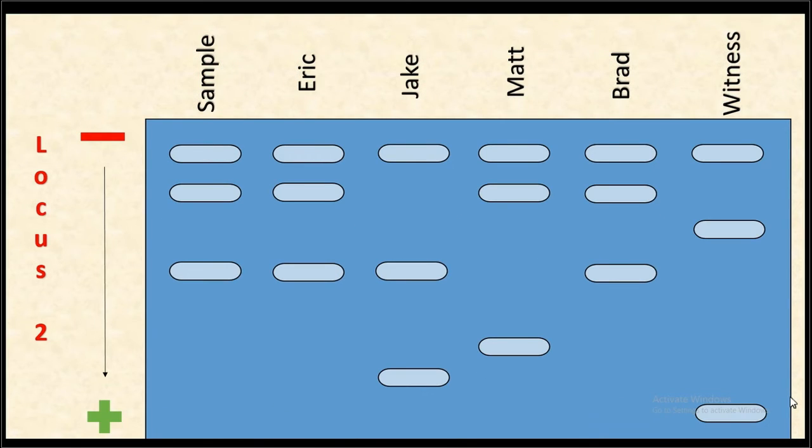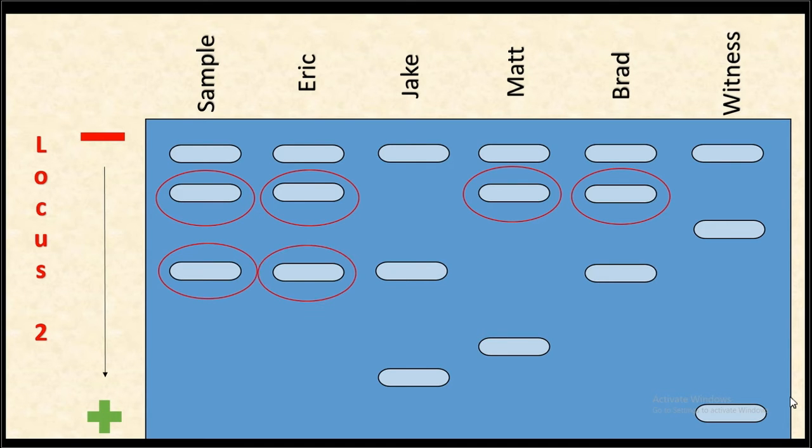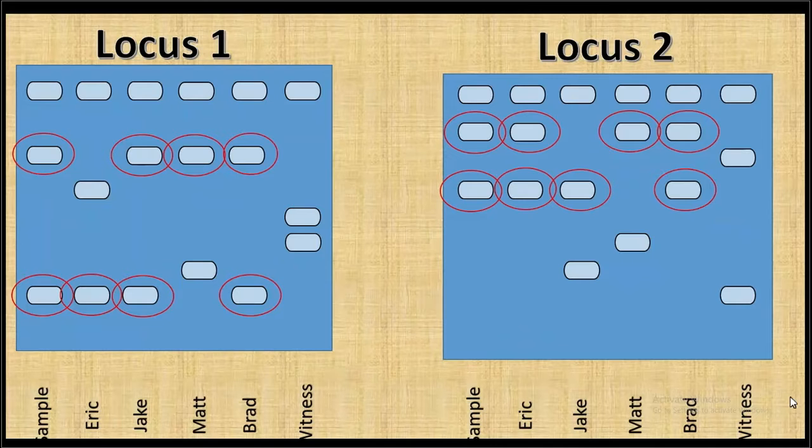So for locus 2, the same thing. The DNA is negatively charged, so it's going to go from the negative to positive direction. The DNA wells are at the top, and then everything in the red circles is what's shared within that fragment location. So for the sample in the top location, it would be Eric, Matt, and Brad. And then for the second location, it would be Eric, Jake, and Brad.